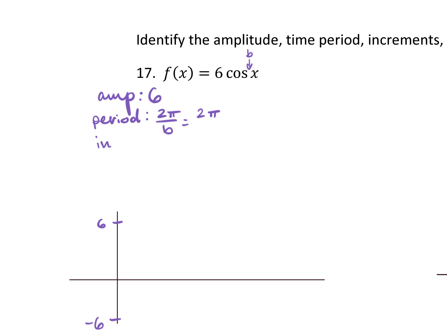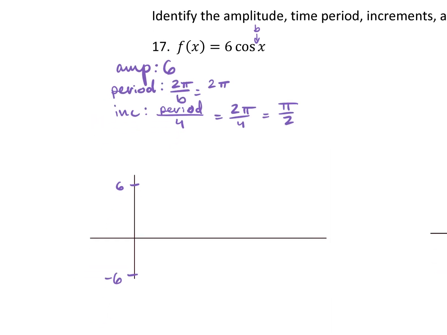And then how do we find the increments? Period over 4. So that would be 2 pi over 4, which simplifies to pi over 2. So our period is going to go to 2 pi. Our increments, we're going to start at pi over 2.